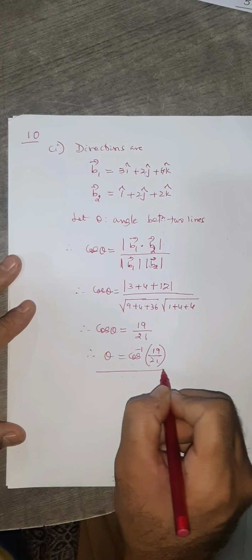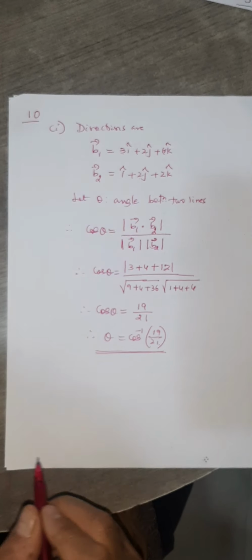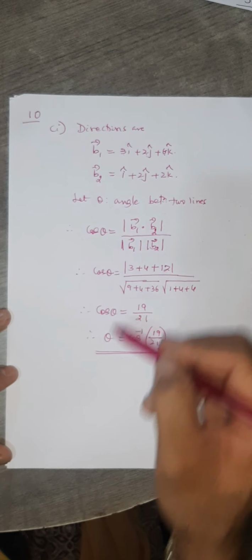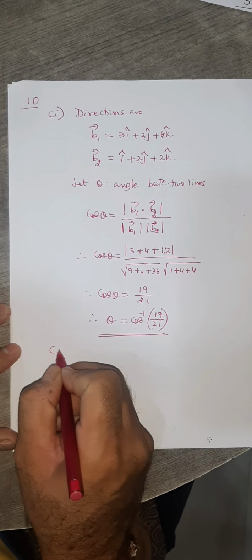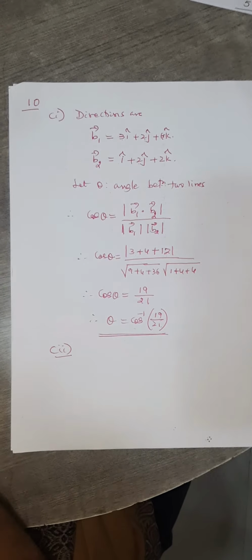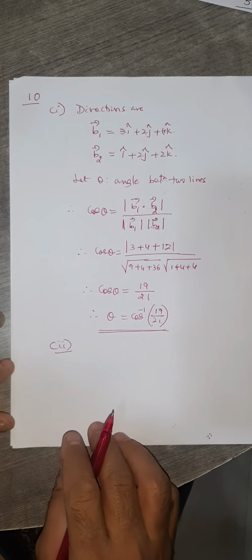So you need to put it in this form only, right? That's the angle between two lines. The only important thing is what are the directions of the given lines, remember. That much you need to do. For the second question, I'll just write the directions for you and then you can do it the same way. What's the direction of the first one?